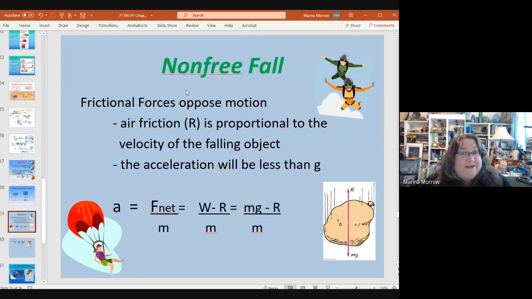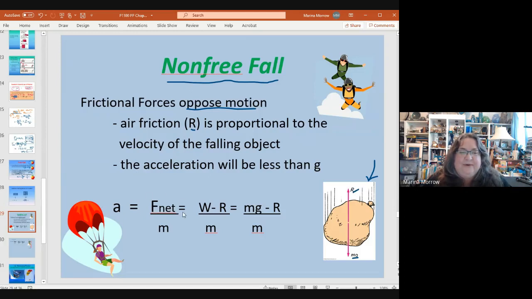But what if there is air friction? Well, that's what we call non-free fall. When you have air friction, it opposes the motion. So down here is a sack of potatoes or rocks falling through space, that your author drew. The air friction is also called air resistance, so that we don't have to use another F, so they put R. Remember that it's proportional to the velocity of the falling object, but it is always opposing the motion. So as the sack of potatoes falls under the influence of gravity, that force is pulling downwards. Air friction is pulling back upwards.